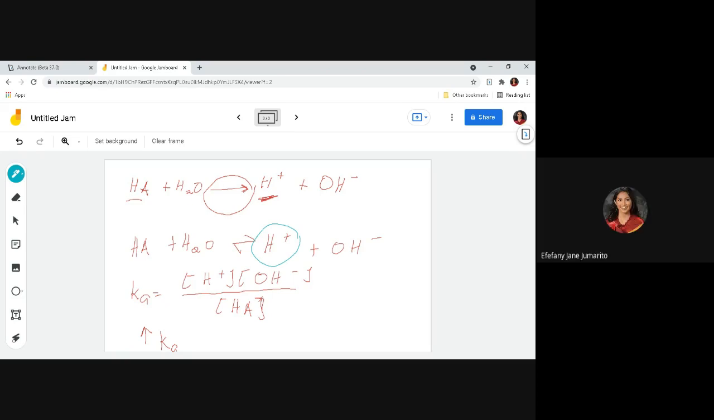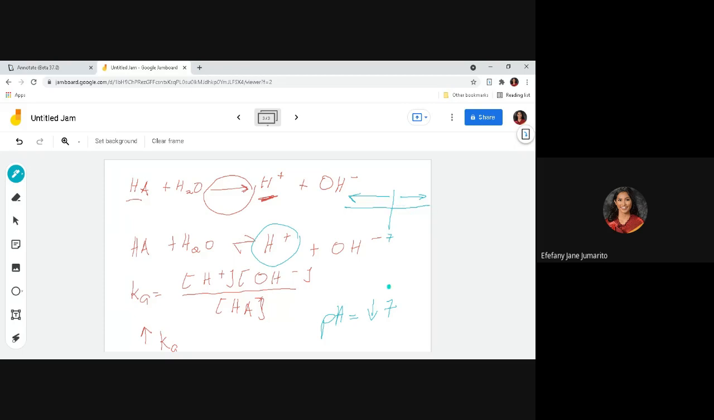And then also, what will happen if we have a large Ka, what will happen to your pH? Lower, ma'am. pH will become less than 7. Yes, pH is less than 7 because it's more acidic, right? In the pH scale, acids are those below 7, and the bases are higher than 7.